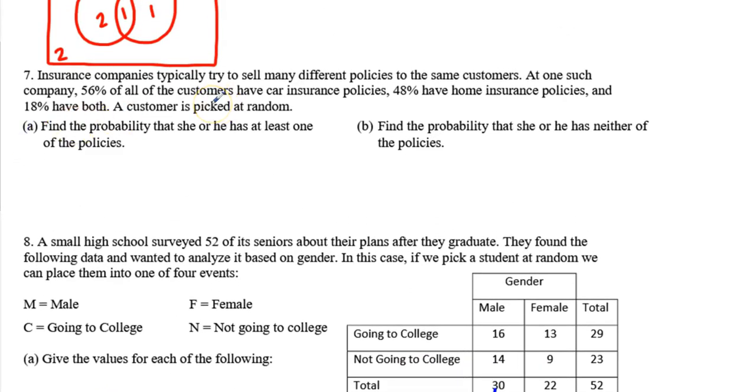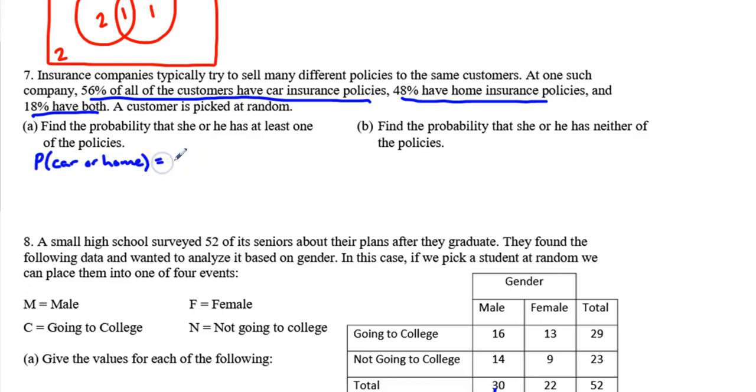Okay. Insurance companies typically try to sell different policies. You've got 56% of the people who have car insurance policies, 48% have home insurance policies, 18% have both. I want to find the probability that he or she has at least one. That means they could have the car or the home, or they have both. But I can't just add up all those, obviously, because that would be more than 100%, and that doesn't make sense. So something like this. Basically we've got the probability of car or home.